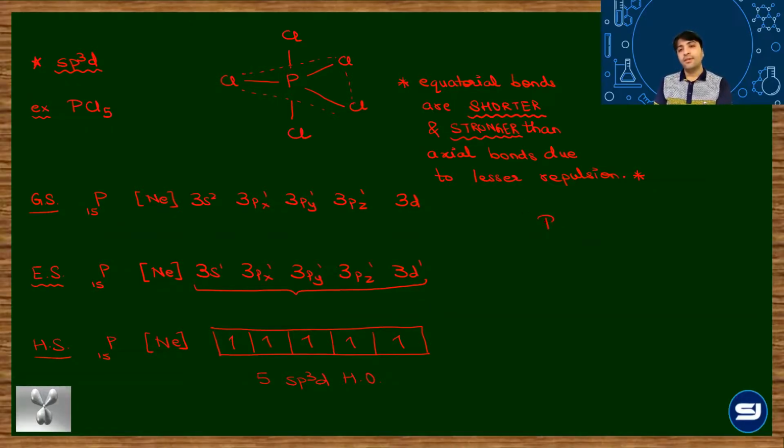So basically, whenever PCl5 ka reaction is considered, which bonds would be broken down easily? The axial bonds. Because axial bonds would be longer, and because of the longevity of the bonds, they will be weaker. Isliye jab bhi PCl5 ka reaction dekhenge, and when we talk about the bonds broken down, they are always the axial bonds which would be broken first. Is this clear?